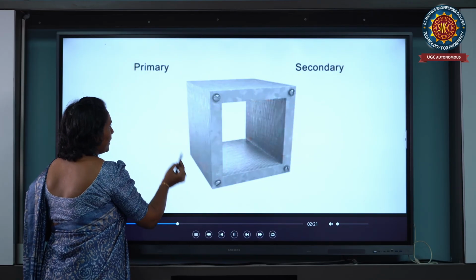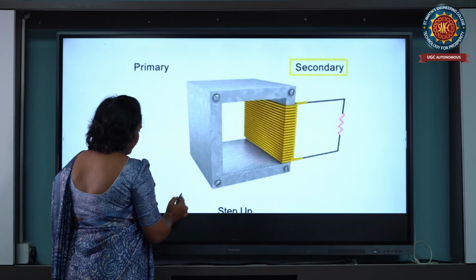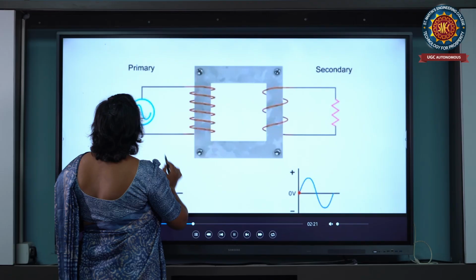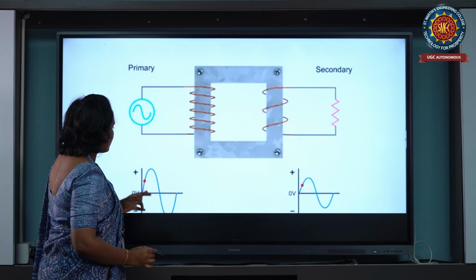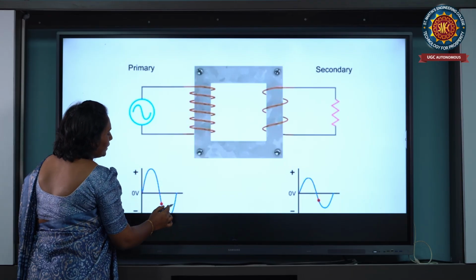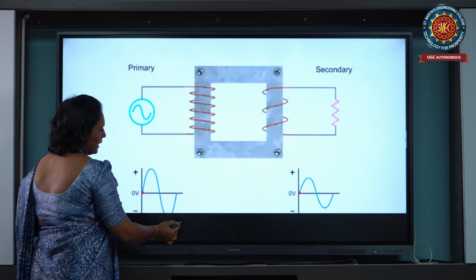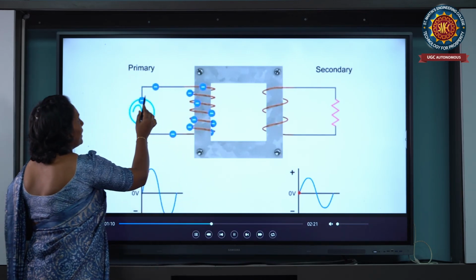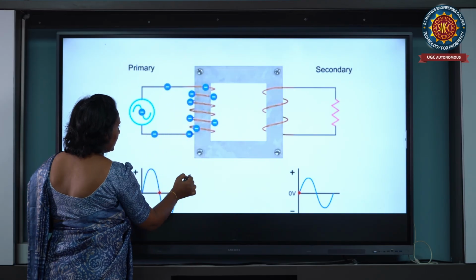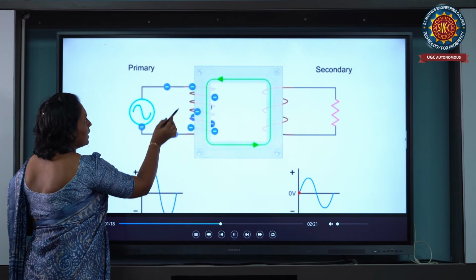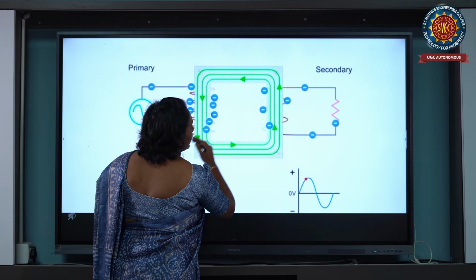So current should be passing on both the primary side and the secondary side. Whenever current is passing on the primary side, the sinusoidal waveform of the transformer goes from positive to negative, completing one cycle. Whenever current passes through the primary side, it passes through the windings. This is how flux will link from primary to secondary.